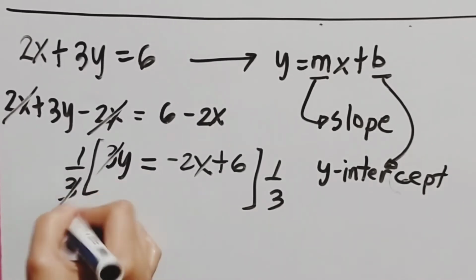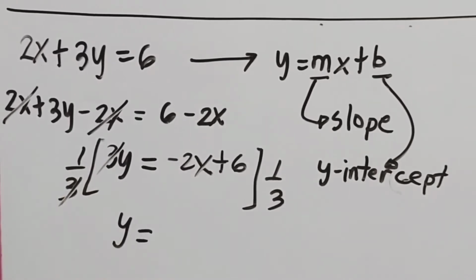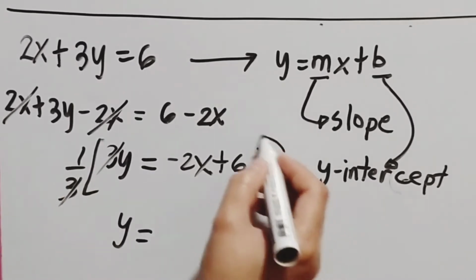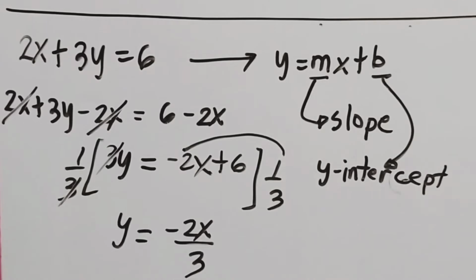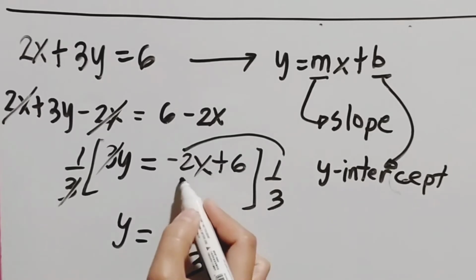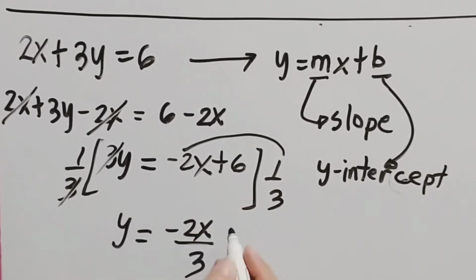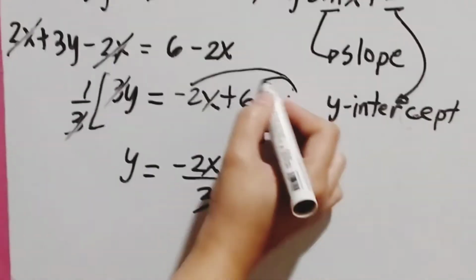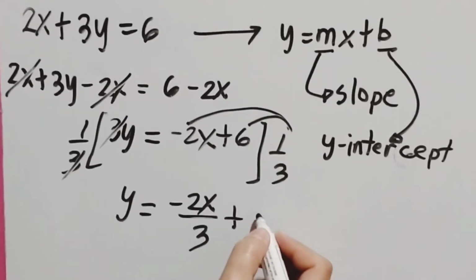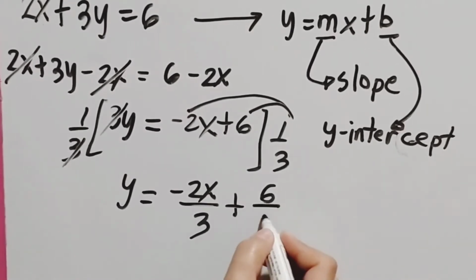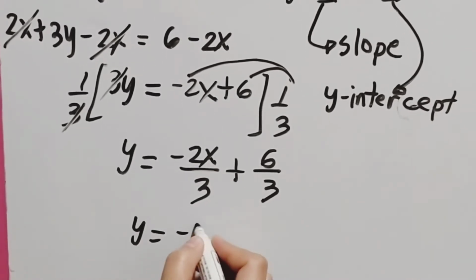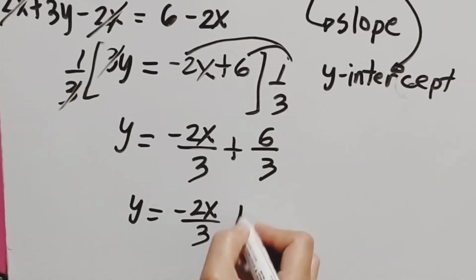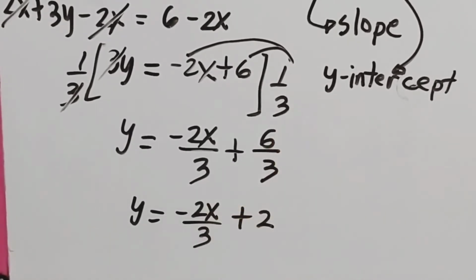So, 1/3 times 3, 1 na lang. 1y sa kaliwa. And then, dito naman, 1/3 times negative 2x, we have negative 2x over 3. Kasi 1 times negative 2x is negative 2x, then 3 times 1, yung denominator ng negative 2x, that's 3. Plus, 1 times 6 is 6 over 3, that is 2. So, I have here 6 over 3. Or, y is equal to negative 2x over 3 plus 2. Because 6 over 3 is 2.